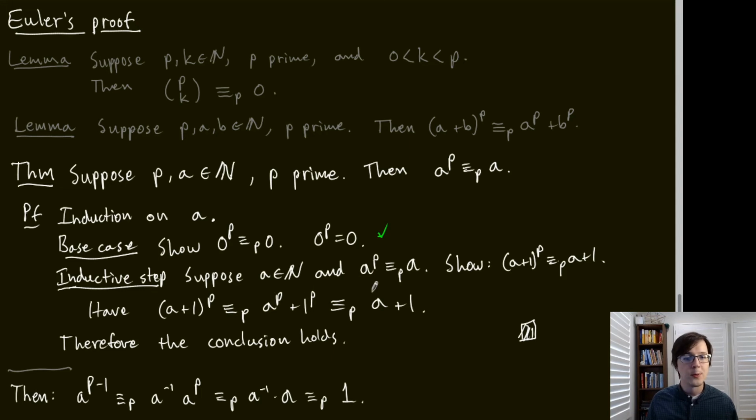And 1 to the p is 1, because it's just 1 times itself repeatedly. So that's the right-hand side. So we showed what we wanted to show. And so therefore the conclusion holds because we did the induction.